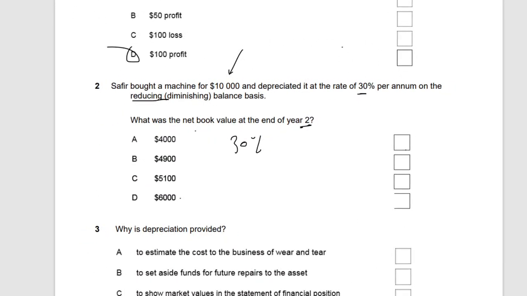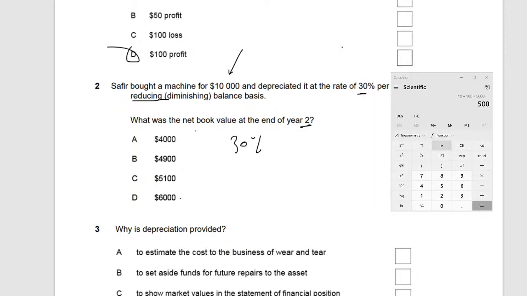Sorry, I'm going to take the calculator out right here, and let's do it. With this, I first have to do 30%, so that's 30 divided by 100, and I'm going to multiply that with 10,000. So that equals 3,000. On the first year I am removing 3,000.